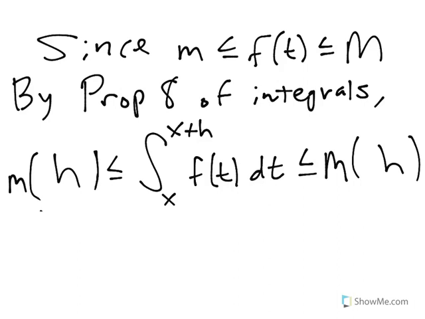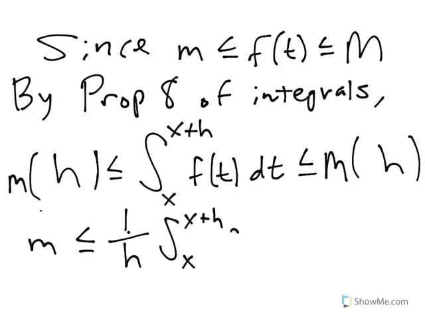Okay, so let's go ahead and take this inequality and divide everywhere by h. Little letter m is less than or equal to 1 over h times the integral from x up to x plus h of f of t dt, which is less than or equal to capital letter M.